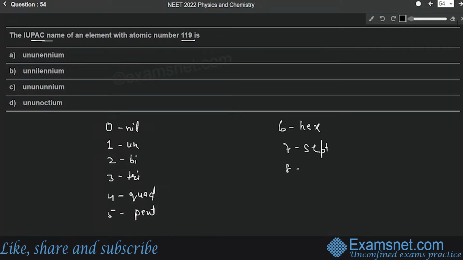For 8 we write oct. For 9 we write n, right? And at last we add ium, that means IUM. So let's name this 119.